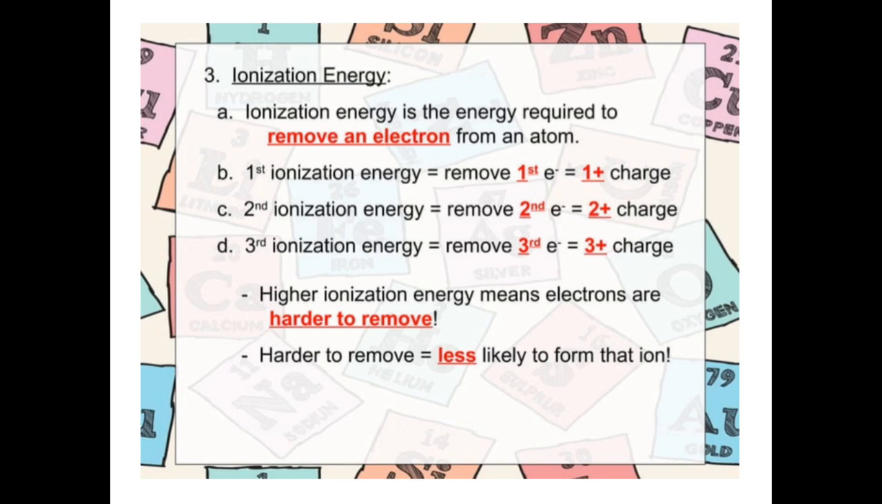Group 1 has 1 valence electron, so it will form 1 positive ion. Group 2, 2 valence electrons, 2 plus ion. Then group 3, 3 valence electrons, 3 plus positive charge. Now, because of the higher ionization energy, groups 4 and 5 mostly do not have more than one oxidation state, because the electrons are harder to remove, so they are less likely to form that particular ion.